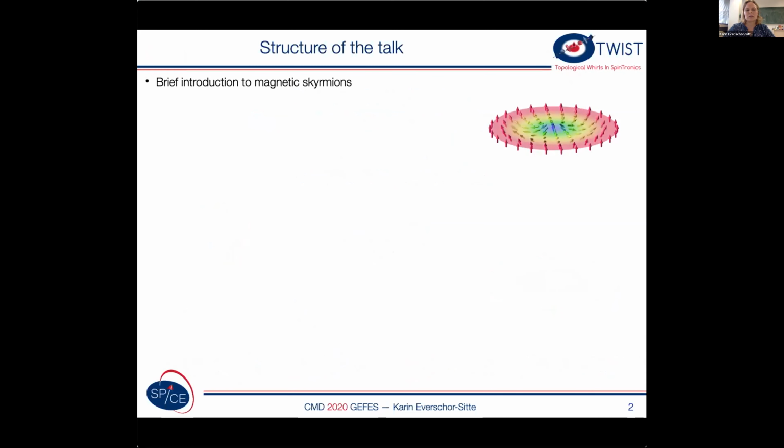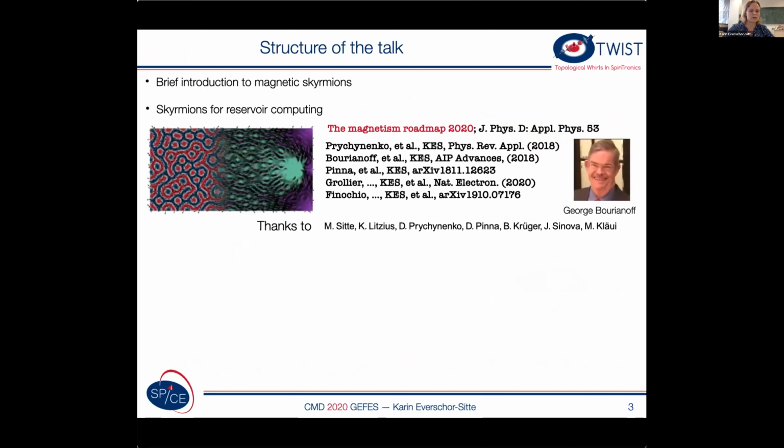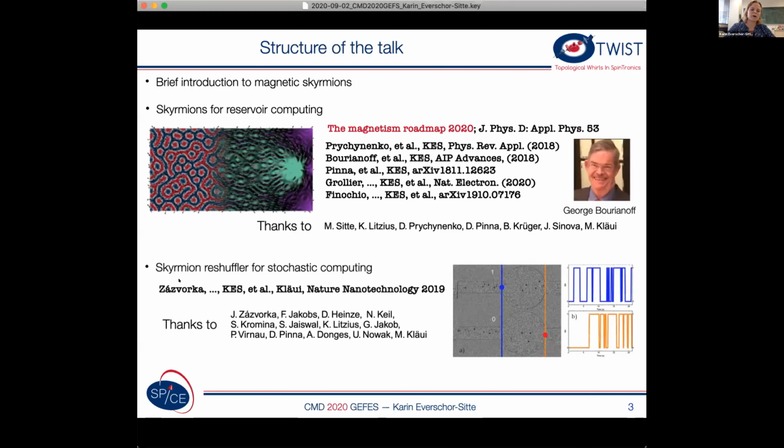So the structure of the talk is that I will very briefly introduce magnetic skyrmions. We have heard a lot already in the previous talks. Then I will talk about skyrmions for reservoir computing, an idea that George Boryanov and I came up with a few years ago, where we have done already a few works. And in the second part, about skyrmions eventually for stochastic computing, where a reshuffler device has actually been experimentally realized as a prototype device by the group of Matthias Kloy.